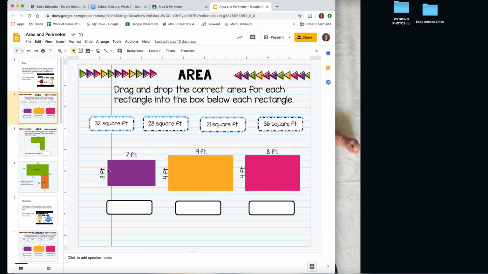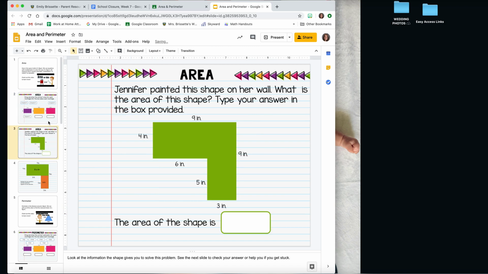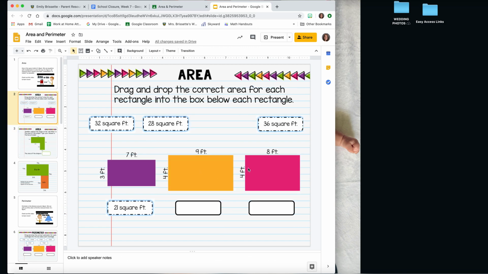If I have 3 rows and 7 columns, if you think about it that way, I'm going to multiply 3 times 7 to figure out how many is in the middle. So for a rectangle at least, whatever the length times the width is, then you're going to multiply. So 3 times 7 is 21. I will drag 21 square feet down below this figure because that's my answer. You guys can figure out what these 2 are using multiplication.